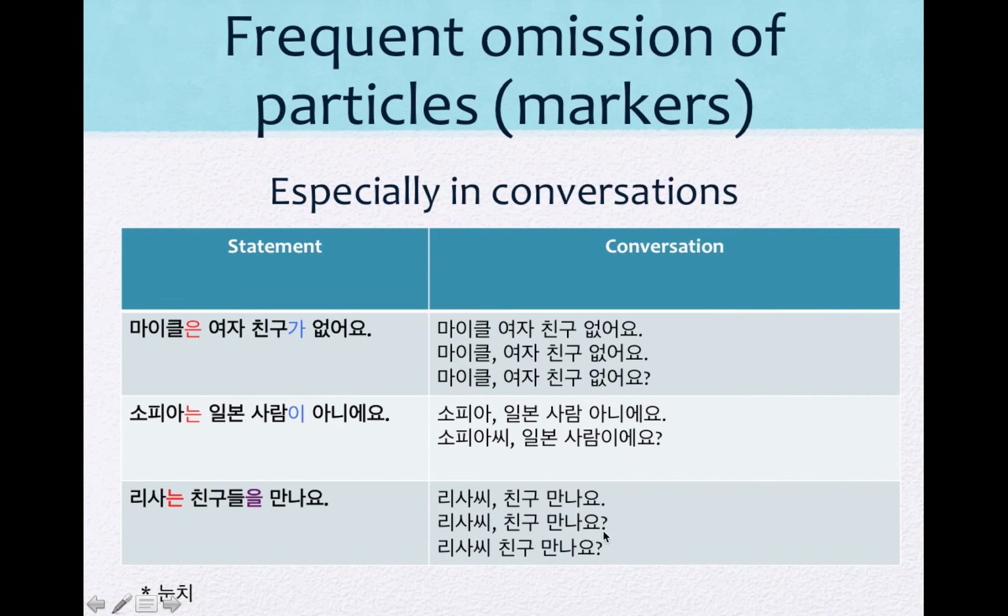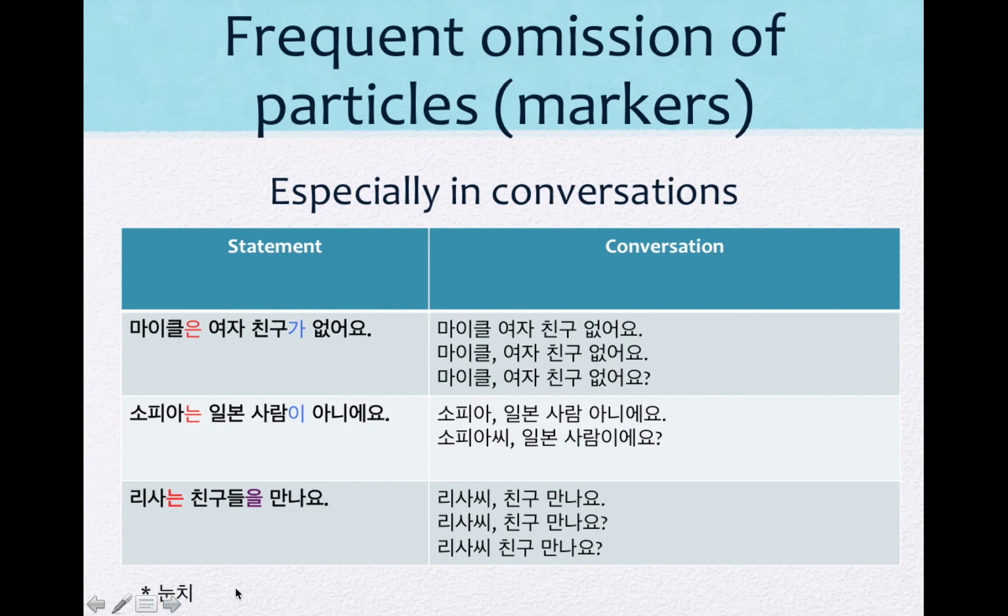리사 씨 친구 만나요? Lisa, I'm talking to you. Are you meeting your friends? Or you're talking with Michael and say, is Lisa meeting her friends? Yep, that could mean that. 리사 씨 친구 만나? I guess this without the comma would be more of a third person situation. You're asking somebody else. Or it could even also mean, are you meeting Lisa's friend? Oh my, okay. Forget it.